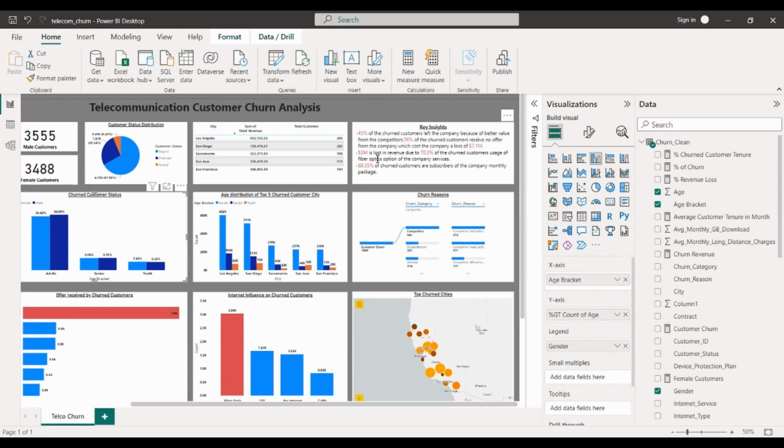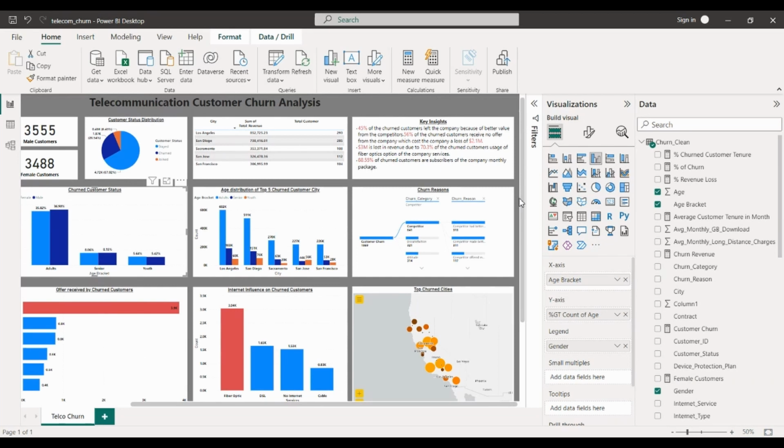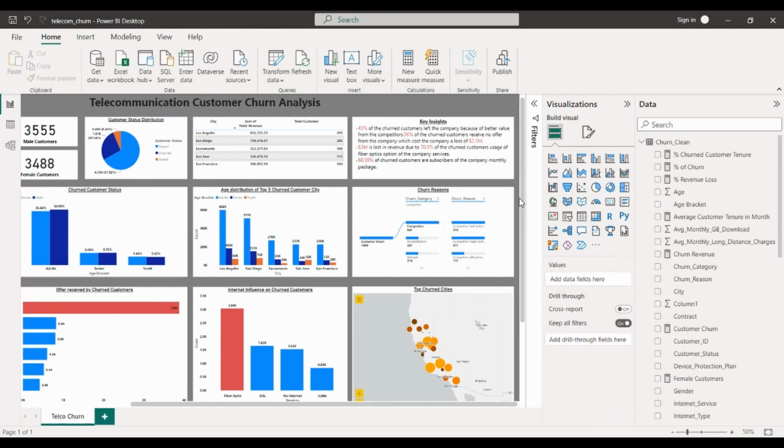So 3 million is lost revenue due to the 70.3% of churn customers who used fiber optics. So they lost around 70.3% of their revenue, and the last, around 88.5% of the churn customers are subscribers of the monthly package. So there is another feature where customers are interested in monthly packages.